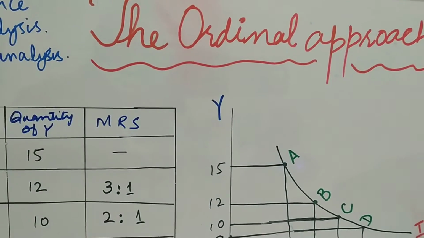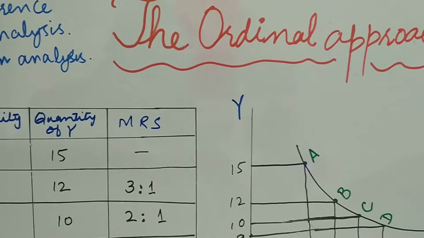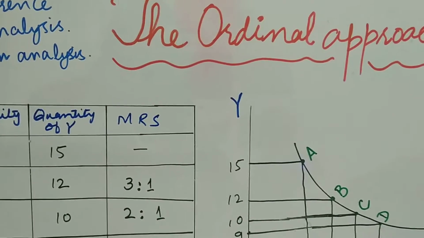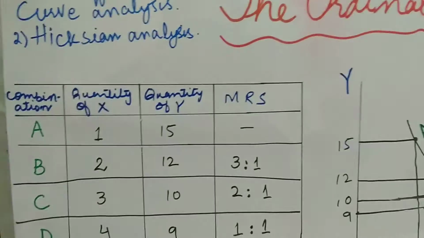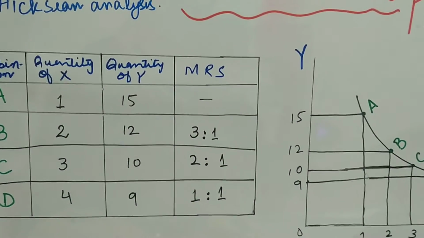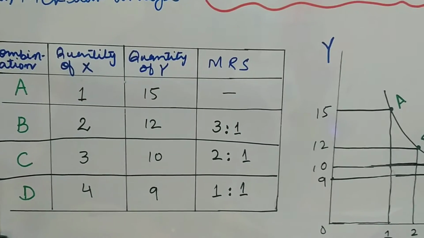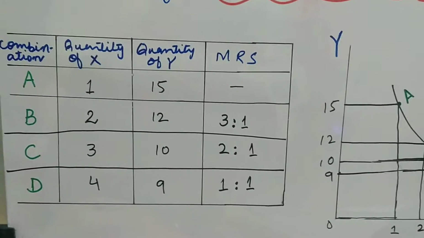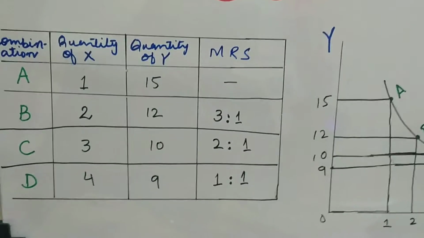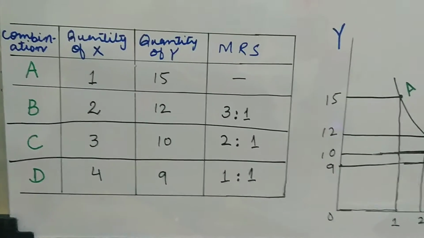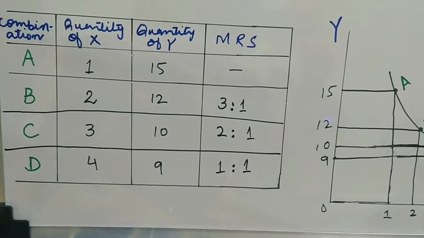So let's say we have two goods, commodity X and commodity Y, and the consumer has different combinations of the two commodities X and Y in which the amount of X and Y differ. Suppose, for example, as you can see in the schedule, in the first column of the schedule we have different combinations of X and Y. Combination A will have different numbers of good X and good Y, and B will have different numbers of good X and Y.